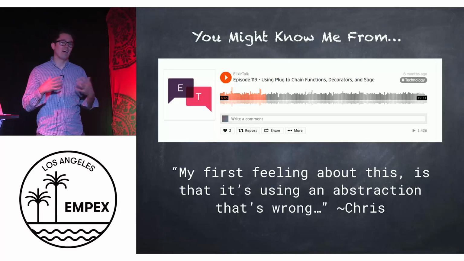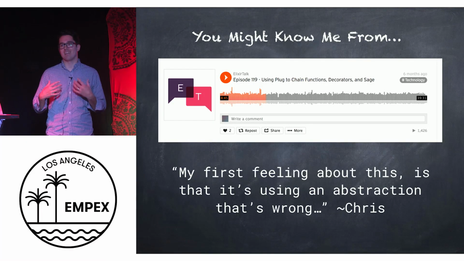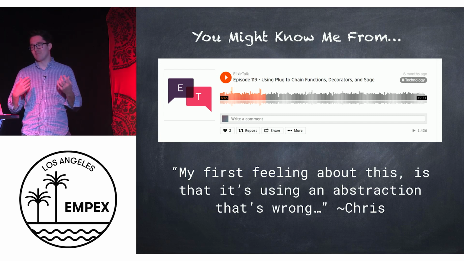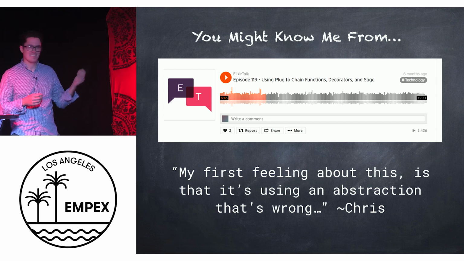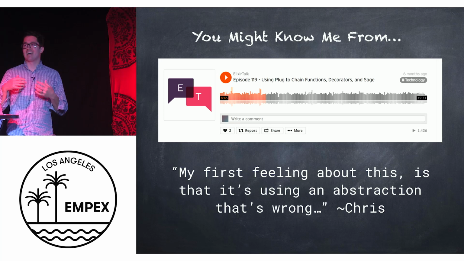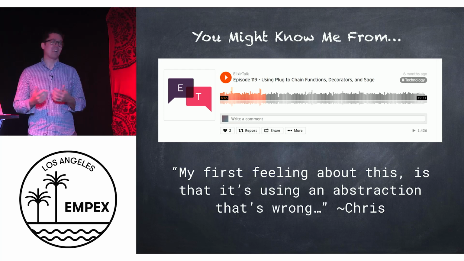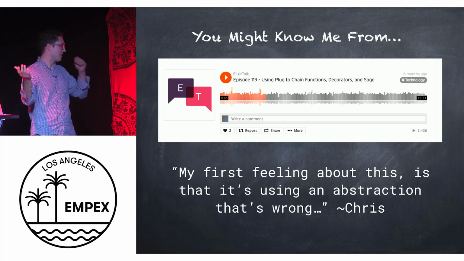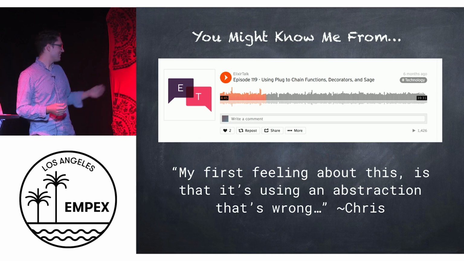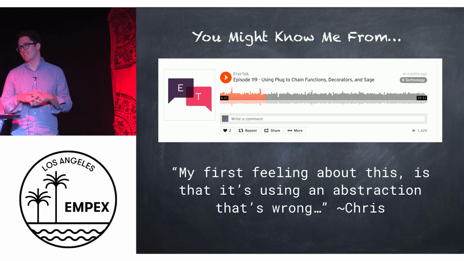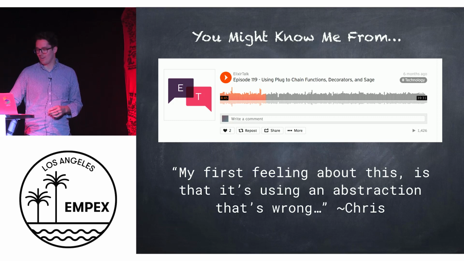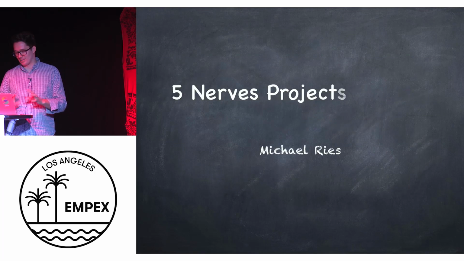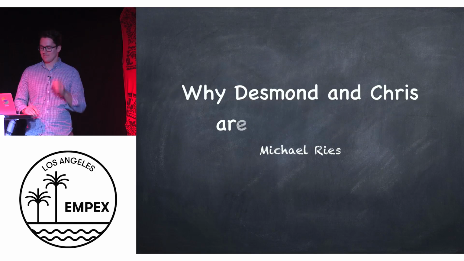So I don't want to brag too much, but I actually am kind of a big deal in this community. You might remember me from episode 119 of Elixir Talk. I sent in a suggestion that Desmond and Bowie liked so much. Chris and Desmond. Chris said, my first feeling about this is that it's all wrong. So we're going to make a couple of quick adjustments to the talk here.